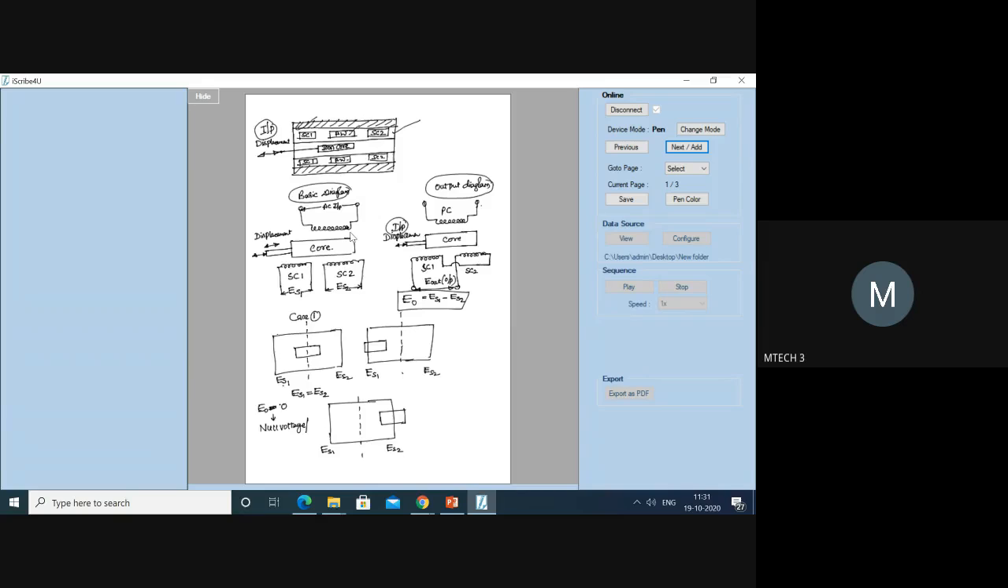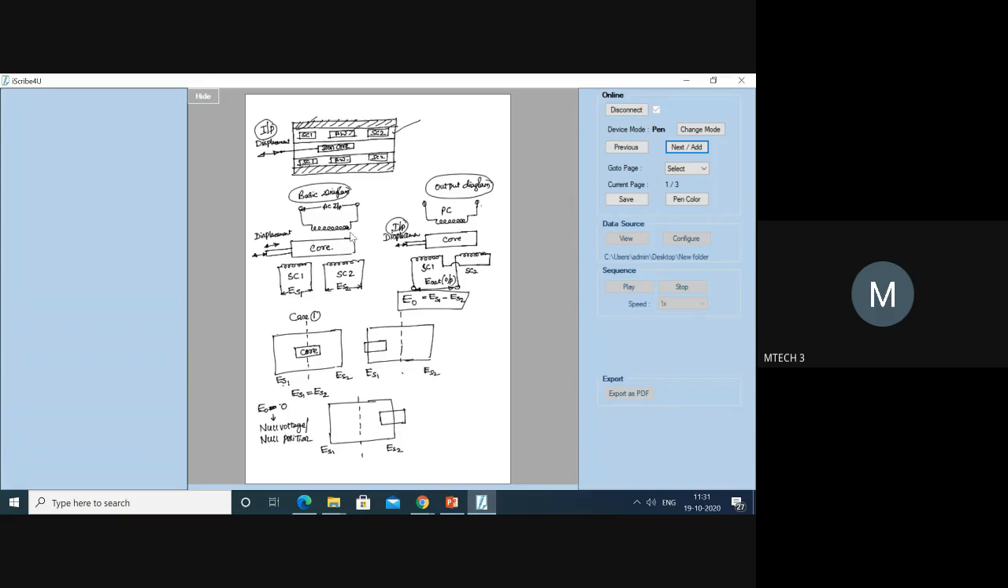The position of the core at which you are going to get E0 equal to 0 is called the null position. Please remember, the position of the core at which the voltage will be equal to 0 is called the null position.